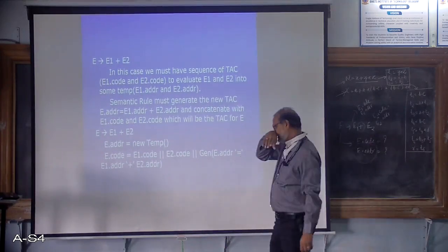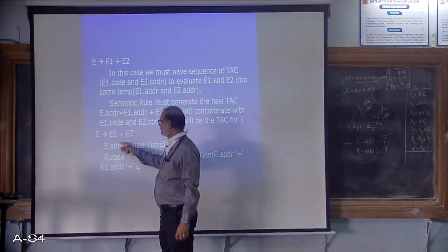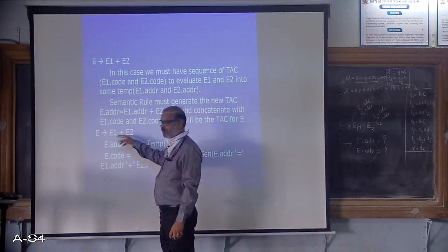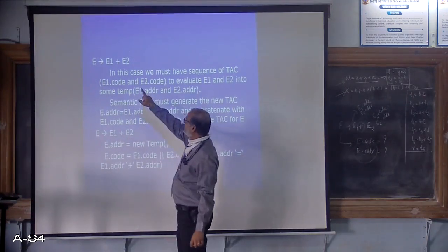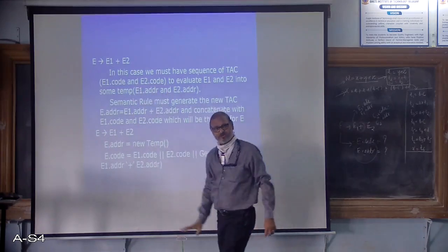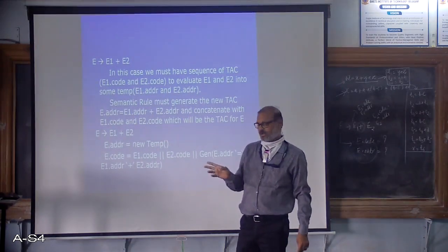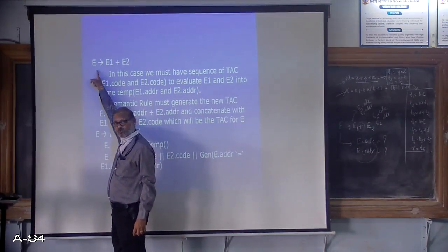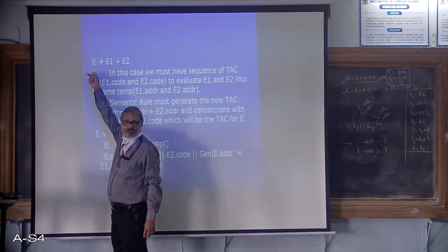As you can see here, just before the reduction, when this production is called, when e1 plus e2 is reduced to e, I have e1.code, I also have e2.code, e1.address, e2.address. So I have to define e.code, the sequence of 3 address codes for this, and e.address is the value associated with that sequence.